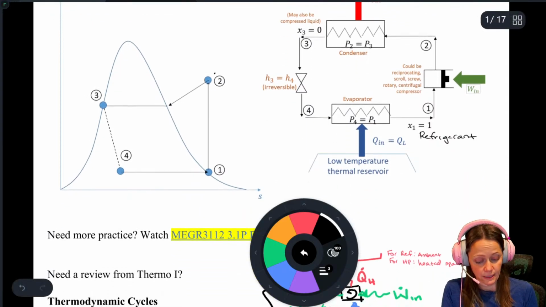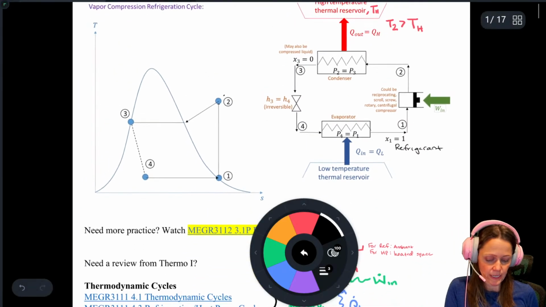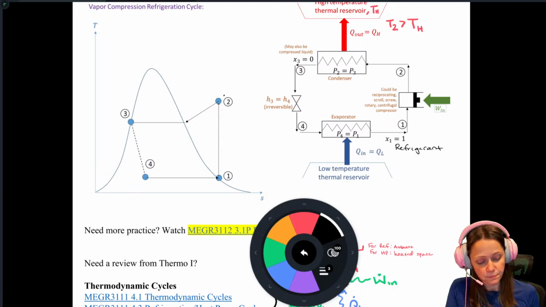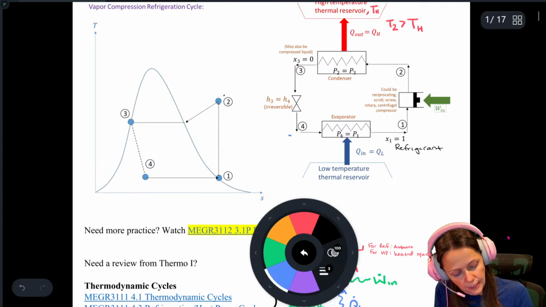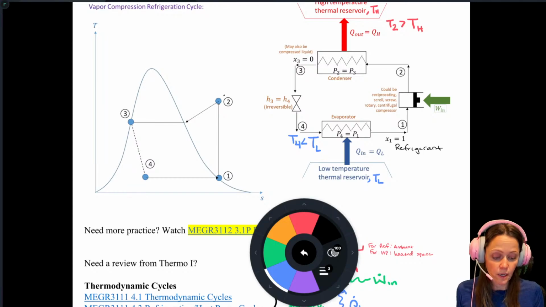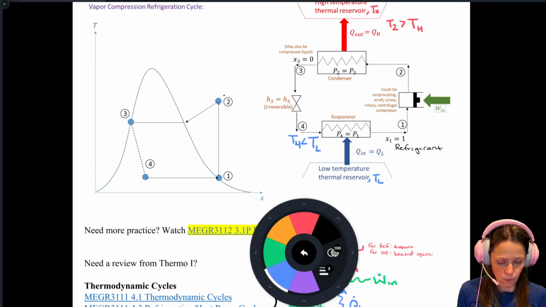And by that time, if you look at state 4 on that TS diagram, your pressure has dropped in that throttling process, and so your temperature has dropped as well. And so your T4 at this point is lower than the temperature in that low temperature reservoir, and so heat is going to flow from what's hotter, which is the low temperature reservoir, to what's colder, which is your refrigerant. And then the cycle repeats itself.